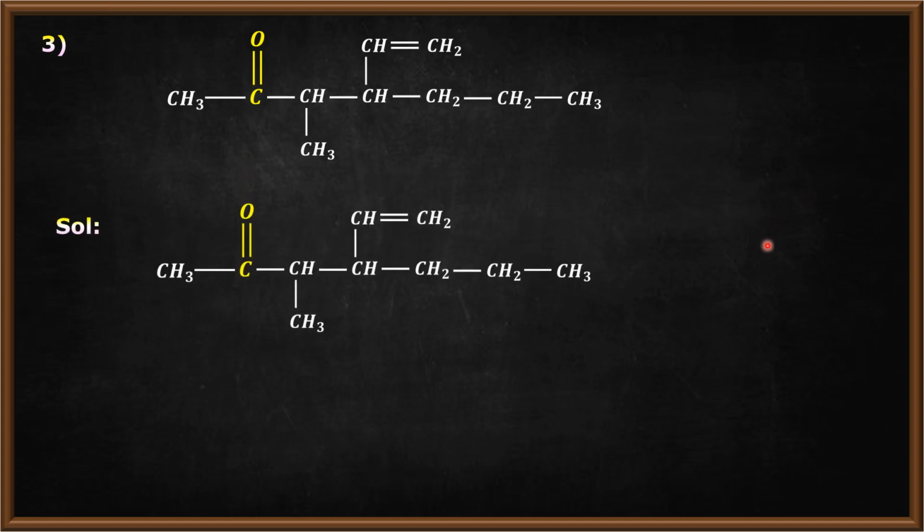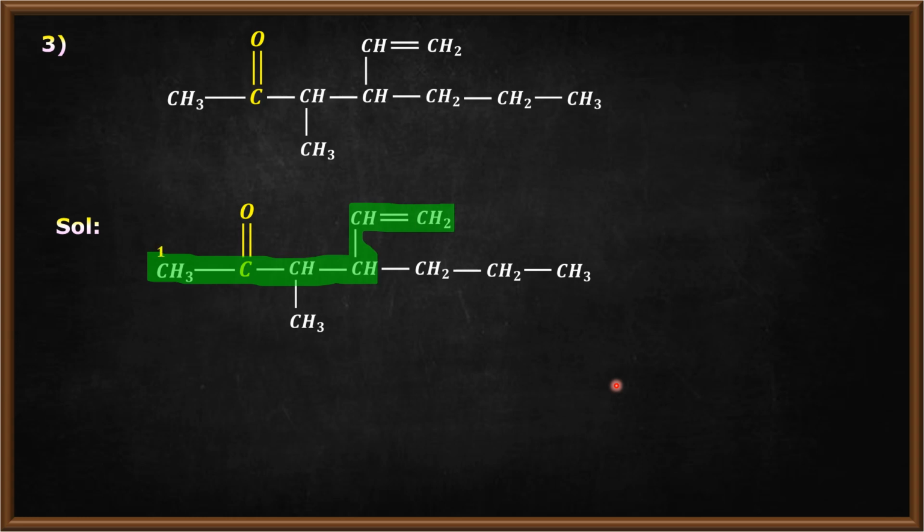Solution. First we have to select the longest chain of carbon atoms in such a way that it includes the functional group as well as as many double or triple bonds as possible. This one is the actual longest chain of carbon atoms. But if I select this as the longest chain, the functional group is included in this chain, but the double bond is not included. After the functional groups, double and triple bonds are given priority while selecting the parent chain. For that reason I am selecting this as the parent chain.